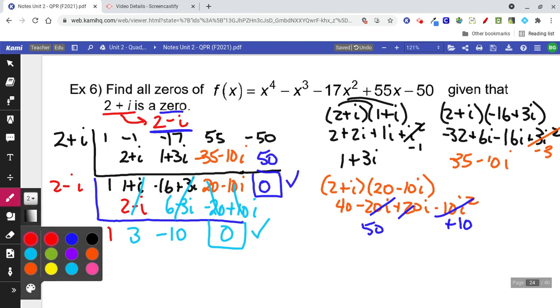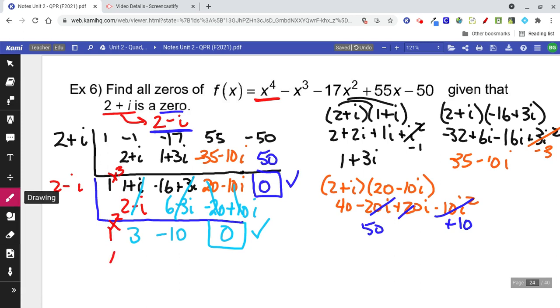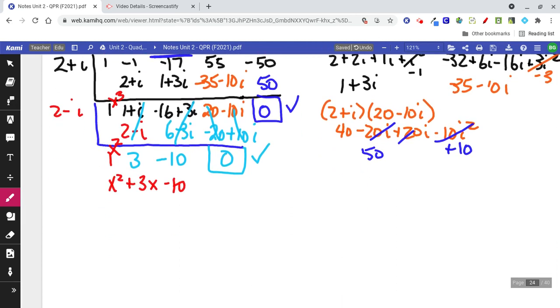Remember what we started with, though. We started with x to the 4th. So when we reduced it down the first time, we would have had x to the 3rd. And then when we reduced it down the second time, we reduced it to x squared. So what I'm looking at here is 1x squared plus 3x minus 10. And that is something that you should know how to factor. I call that an easy trinomial. Numbers are multiplied to 10, and one of them's negative. They're going to add up to 3. That's a negative 2. Negative 2 plus 5.